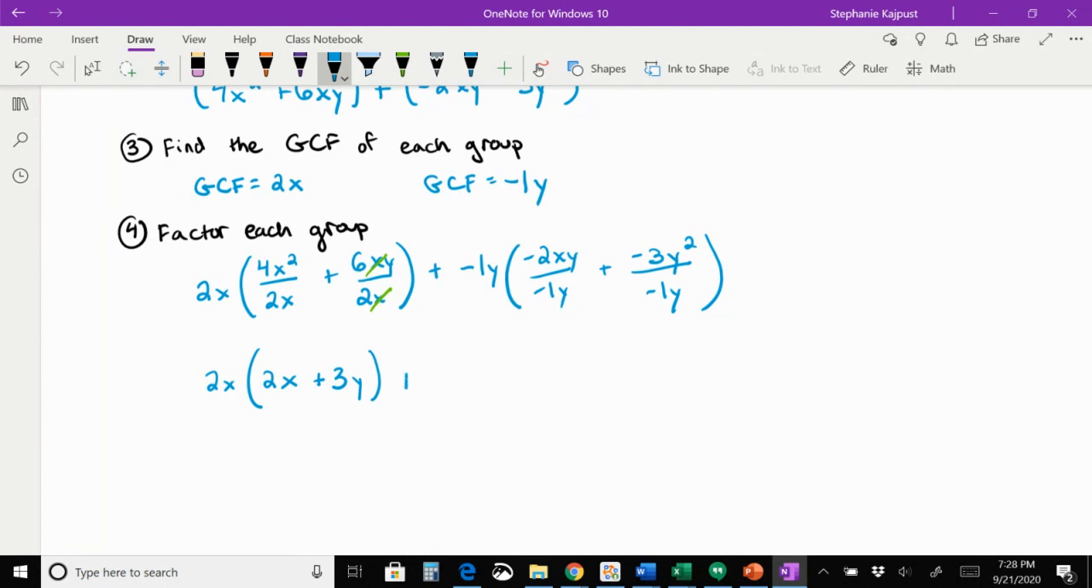Then I have my -1y. And then a -2 divided by -1 is a +2. And I have an x, but the y's completely cancel. Then I have a -3 divided by a -1, so that's a +3. And with the y's, y squared over y leaves me with a single y left over.